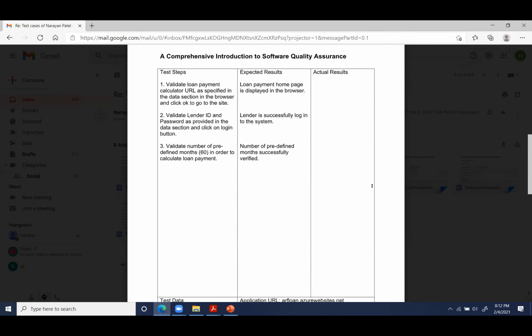All right, so my test steps are: first, we need to validate the loan payment calculator URL, which is specified in the data section, and we have to click OK. The expected result will be that the loan payment homepage is displayed. The second step will be to validate the lender ID and password, which is provided.